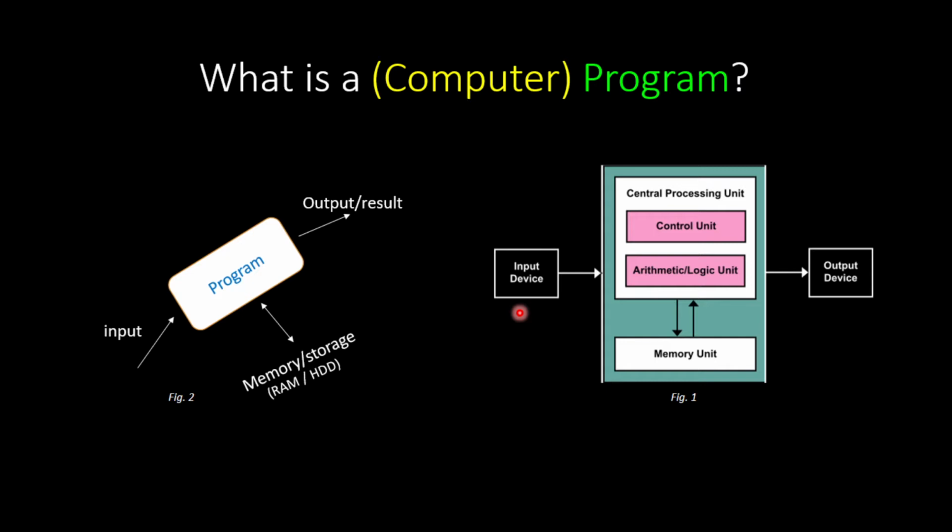Similarly, the keyboard I'm typing on gets the input in the form of keystrokes and feeds it into the computer. Similarly, the monitor I'm looking at is an output device which shows me the output, or it's my screen. Another output device could be your computer speaker, which throws an audio output where you can hear some songs.